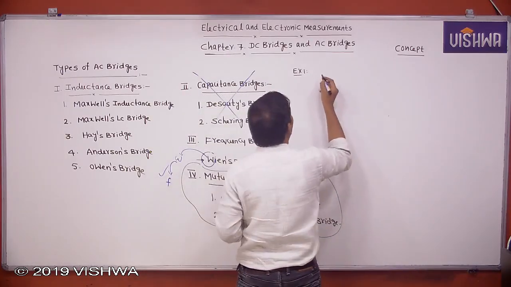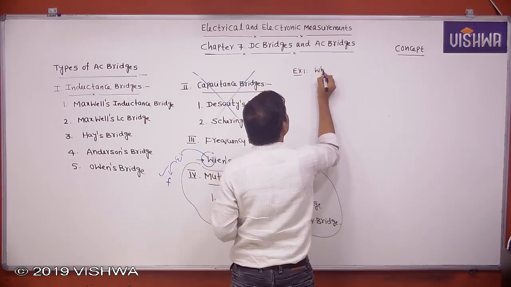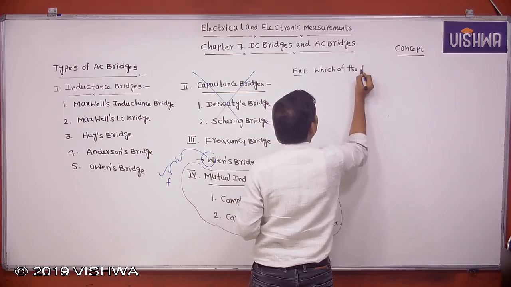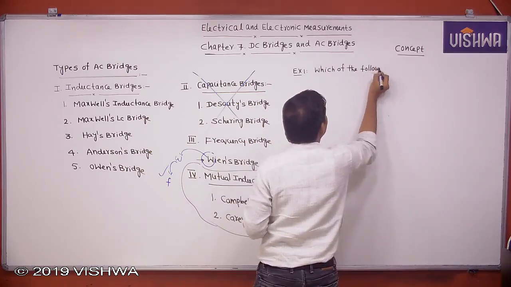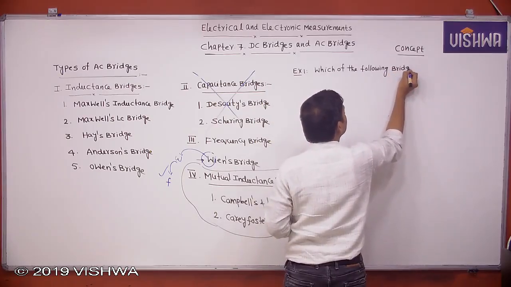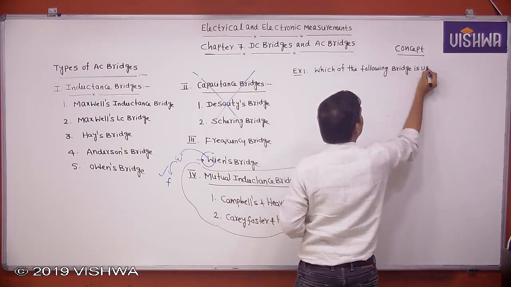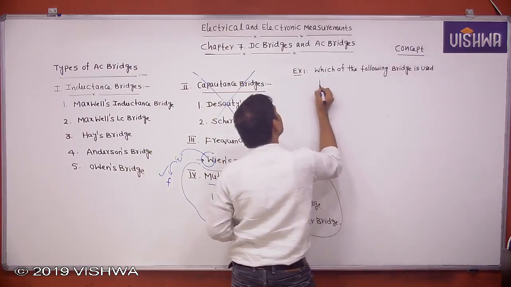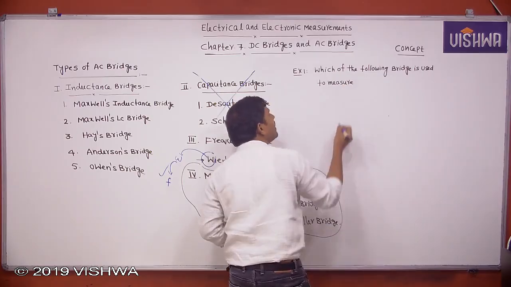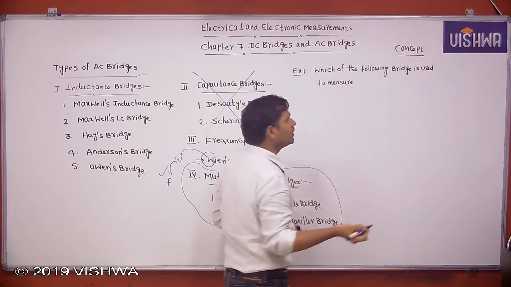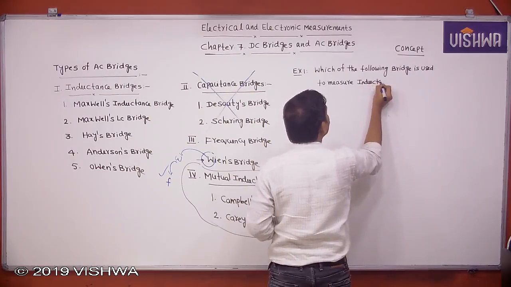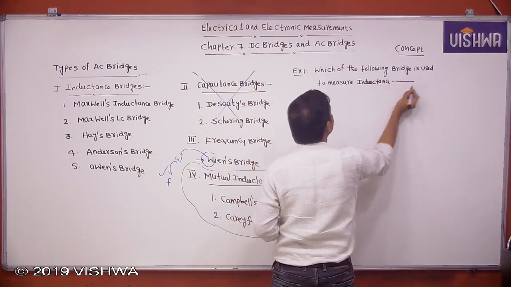Which of the following bridges is used to measure inductance? In general, inductance means you take self-inductance only. If it is mentioned as mutual inductance, then only you take mutual. To measure inductance, which of the following bridges is used?